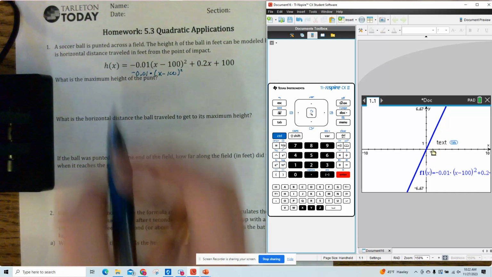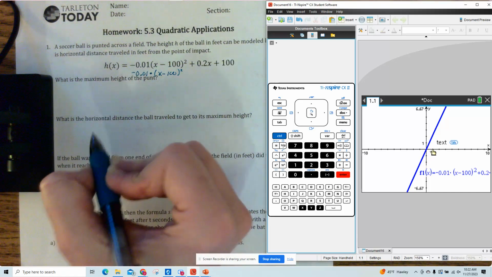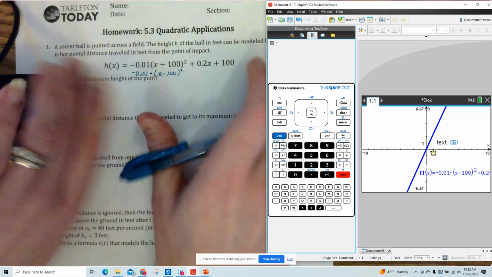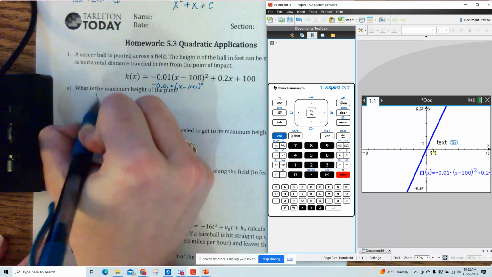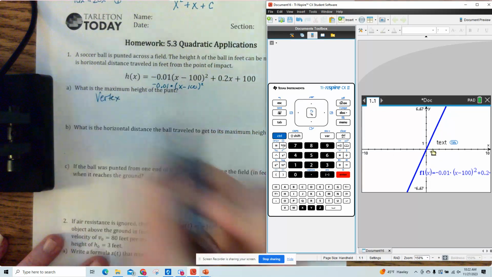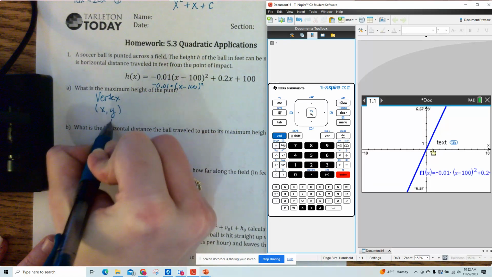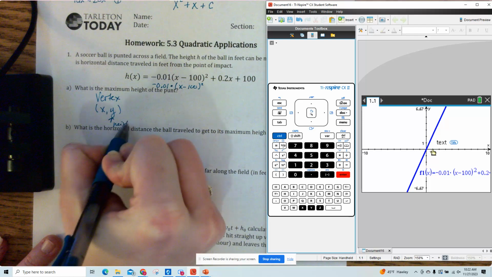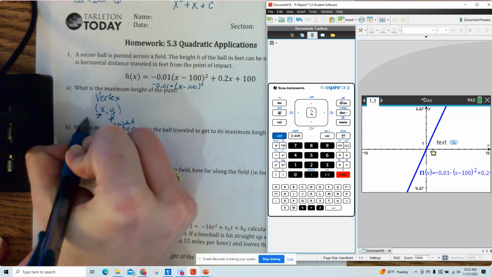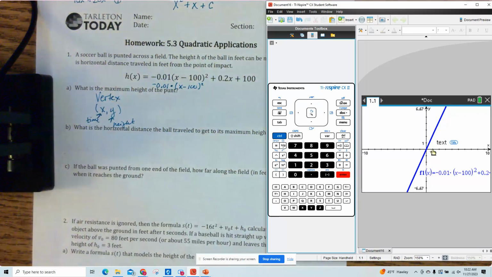Okay, so what would the maximum height be? If we're thinking about a quadratic, what part of the quadratic? Okay, so which part of the vertex? The y. So the y would be the height. The x would be the time that it takes to get to that maximum height.